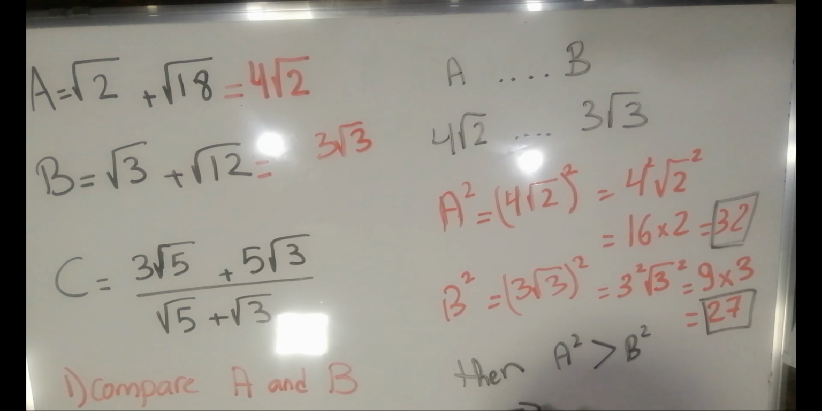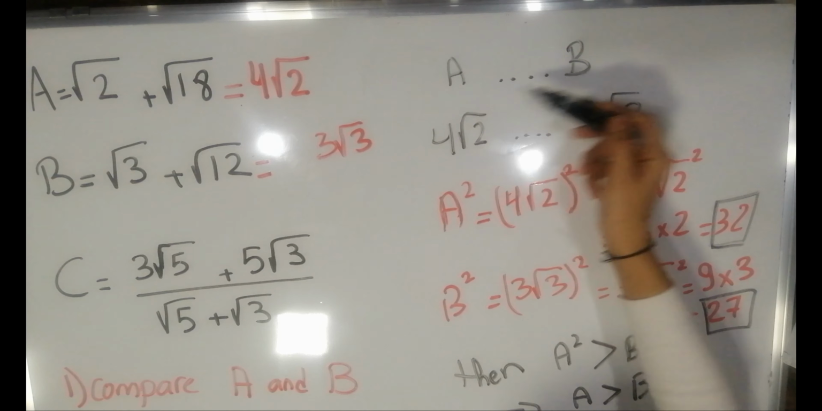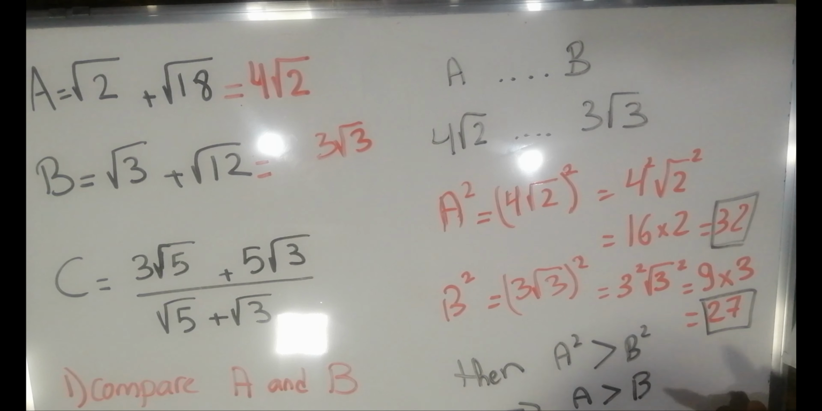Therefore, A is greater than B, and that is because A and B are positive numbers. Whereas if A and B are negative numbers and A squared is greater than B squared, then A is less than B. So I repeat, I have explained that fully in a video, and you can find it in the description below.